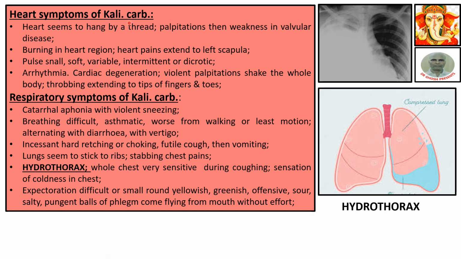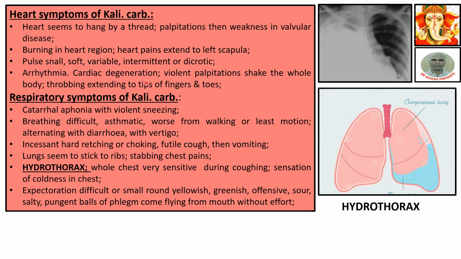Heart symptoms of Kali carb. Heart seems to hang by a thread. Palpitations, then weakness in valvular disease. Burning in heart region. Heart pains extend to left scapula. Pulse small, soft, variable, intermittent and dicrotic. Dicrotic pulse is a double pulsation or double wave seen in the temporal region or carotid pulse.